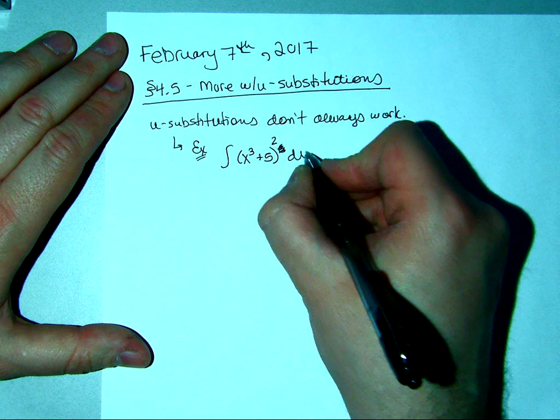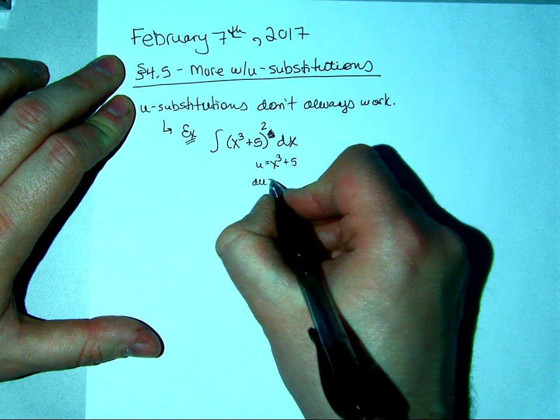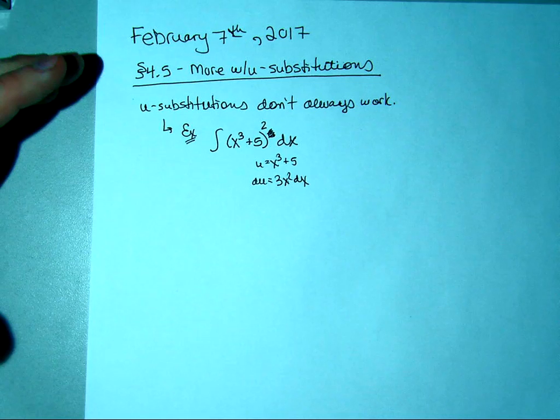Caitlin Carson, if we did u is x to the third plus 5, what's du? What's the derivative of that? 3x squared dx. What's wrong? Anyone? You don't have the x squared. The 3 we could deal with, but we don't have the x squared. U-substitution isn't going to work on this.